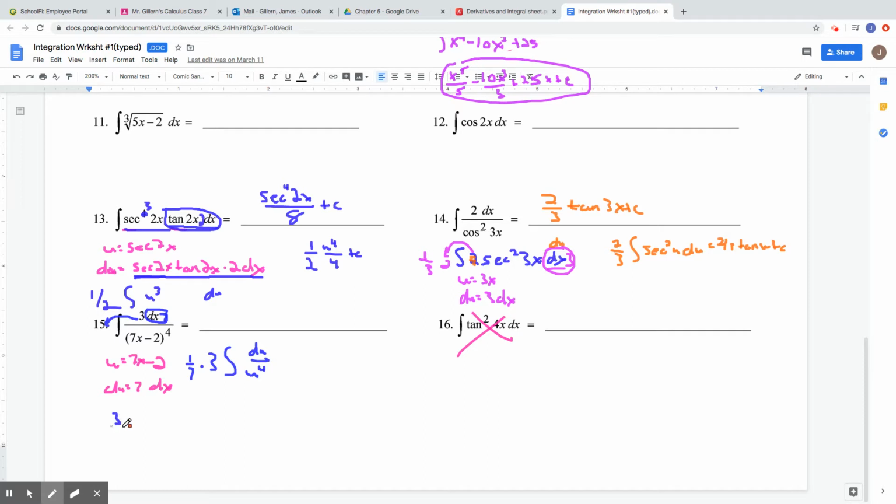Well, that's 3/7 integral of u to the -4th du, which is 3/7 times u to the -3rd over -3. These 3's cancel, plus c. So I am left with a negative 1 over 7. Remember, this has to move to the bottom. So it's 7x minus 2 to the third power plus c. The 3's canceled. And the negative 1 comes because we had a negative here. There's our answer. Right? Didn't have to do 16.